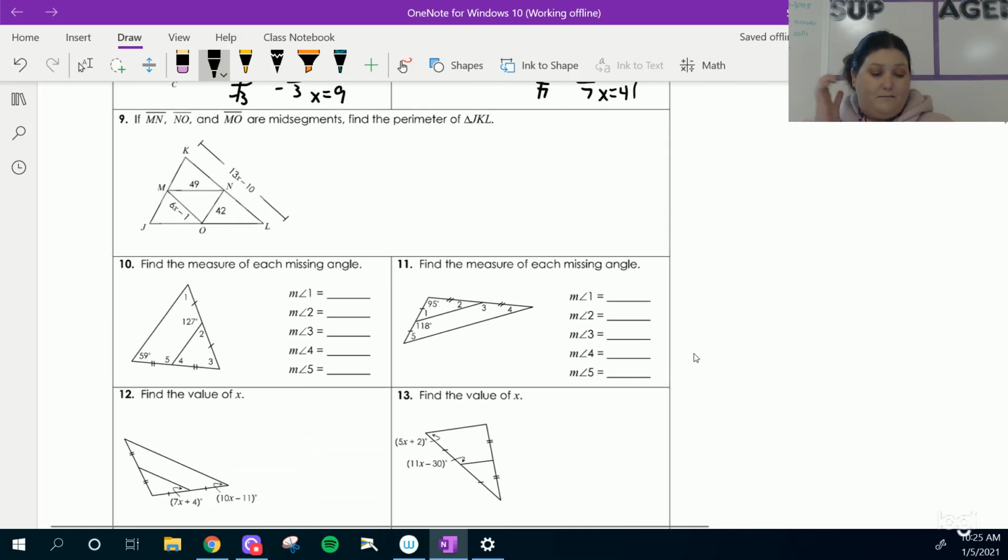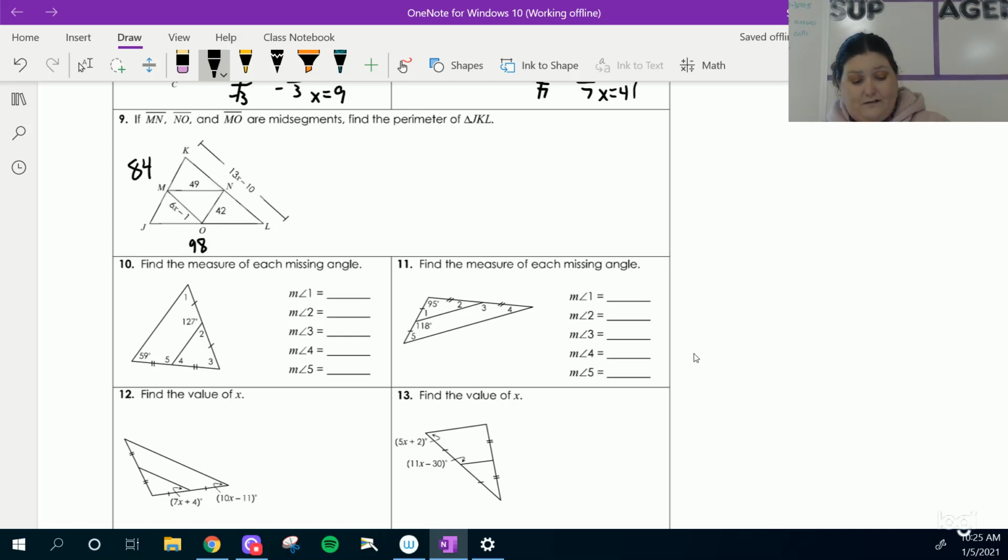Okay, next problem. It says if MN, NO, and MO are midsegments, find the perimeter of triangle JKL. So to find the perimeter, I need all the side lengths of the larger triangle, because JKL is the larger triangle. To find JK, I'm going to double 42, which is 84. To find the measure of JL, I'm going to double 49, which is 98.